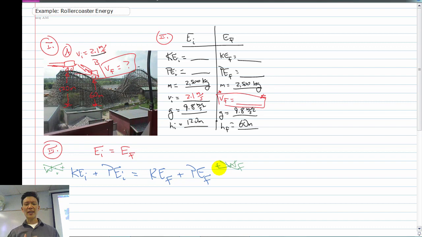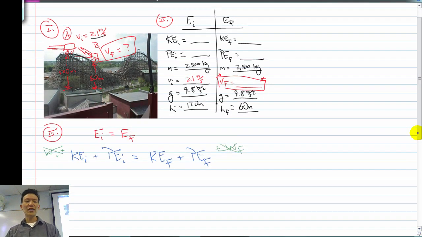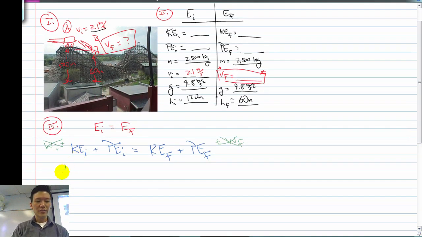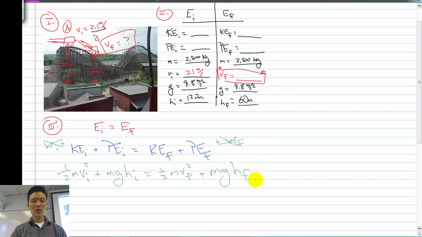So now let's expand for KE and PE. How do you find KE? It's 1/2 what? mv squared initial. How do you find PE? mg what? H initial, and that's equal to 1/2 mv squared final plus mgh final. Looks scary? A little bit. It's not too bad. It's just shoving in a bunch of numbers.